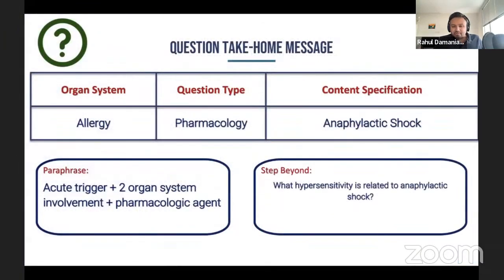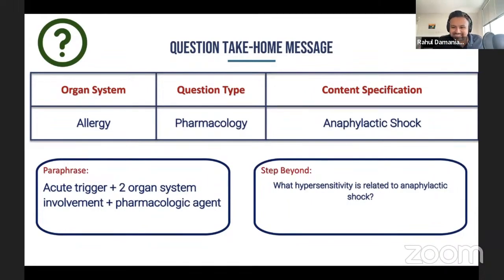So what is high yield for us to know is that when it comes to anaphylaxis, we need to use sympathomimetics, specifically epinephrine. Epinephrine is going to have beta-1, beta-2, and it may also have some alpha-1 agonistic activity, but the primary effect is going to be beta-mediated.